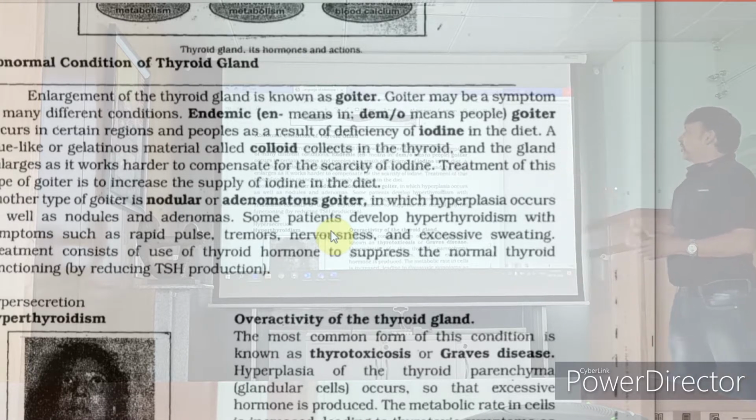Now, coming back to iodine deficiency, a glue-like or gelatinous material called colloid collects in the thyroid, and the gland enlarges as it works harder to compensate for the scarcity of iodine.